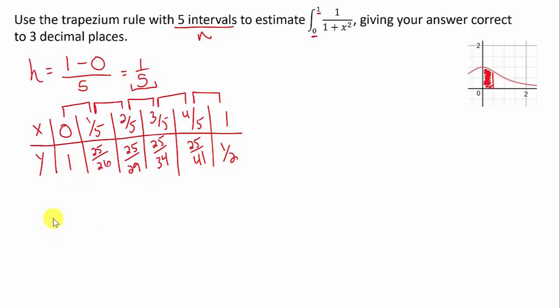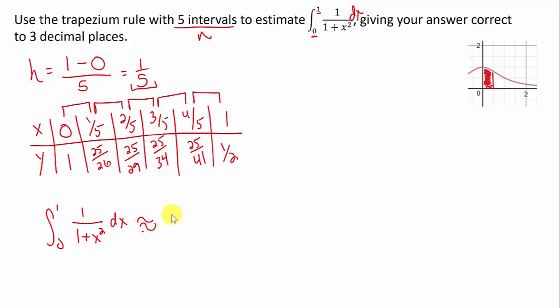But then what we're going to say is the integral from 0 to 1 of 1/(1 plus x squared) is, oh, and there should be a dx up here. That's a typo on my part. But the integral is approximately equal to, this is an approximation.